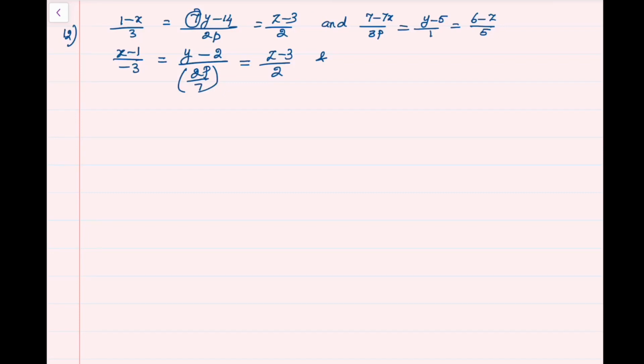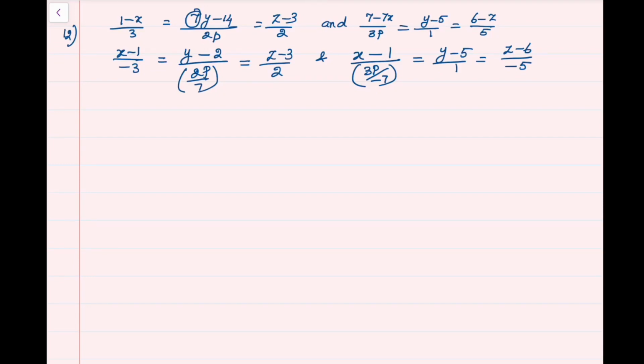And let us change the second line. We have to divide by minus 7. Divide both numerator and denominator. So x minus 1 divided by minus 3p divided by 7 equal to, this is in the correct form, y minus 5 divided by 1 equal to, here we have to change the sign. And don't forget to change the sign in the denominator. So z minus 6 divided by minus 5.